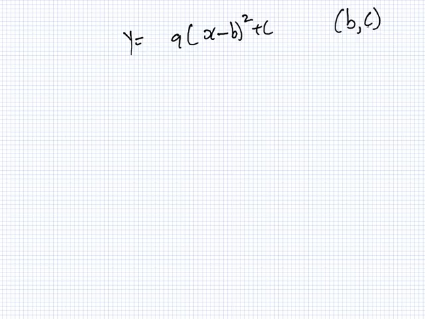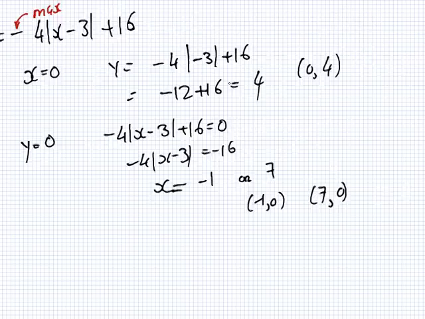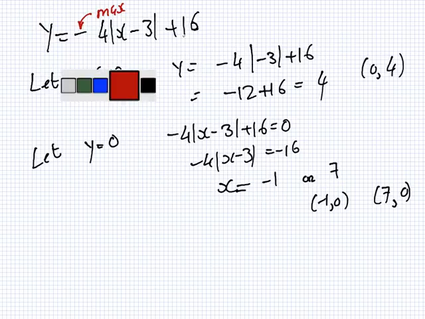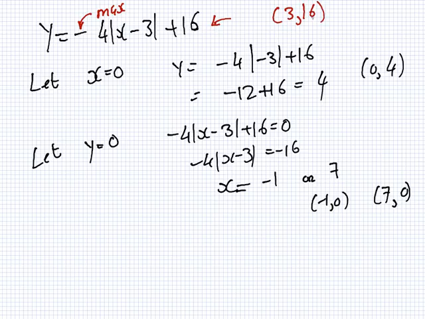b, c. But if I had y equals a absolute x minus b plus c, or something like this, again, it's still b, c. Because the reasons that this is the maximum for this are the same reasons this is the maximum for this. This can only be positive, the smallest it could be is 0, and so on. So, by just looking at this, we can clearly see that the maximum is at 3, 16.